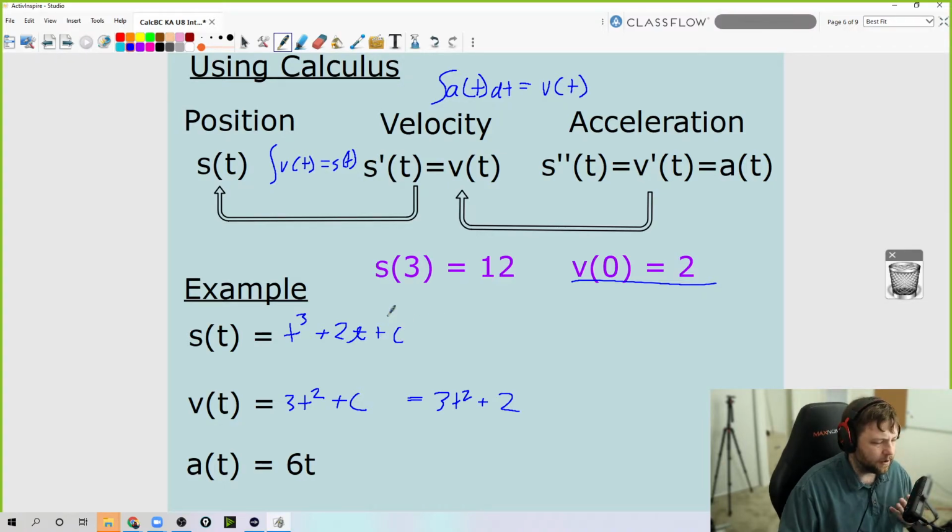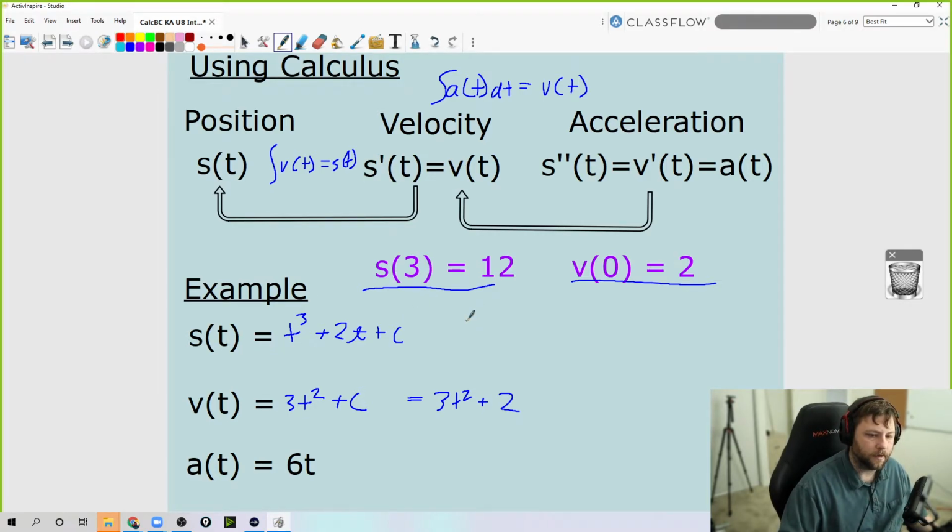Now, if I have to figure out that plus c, let's say I don't have this initial condition. Let's say I have this right here: s of 3 is 12. So it's not that my initial position is 12, because I'm not given the initial time. I have to plug both of those in. And how do you do that? Just plug in the math right here.